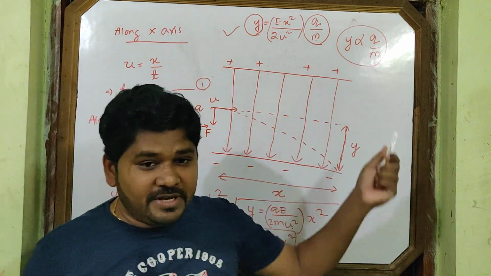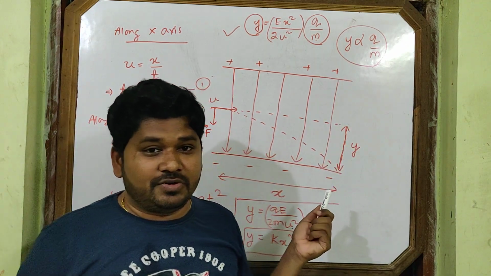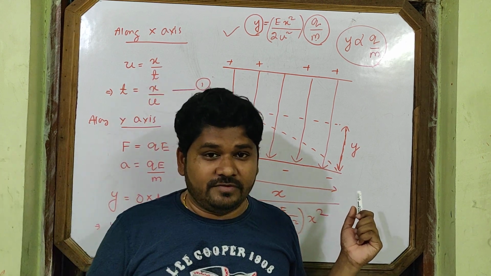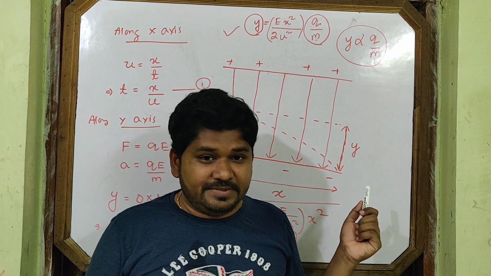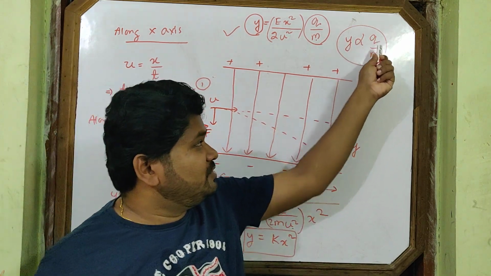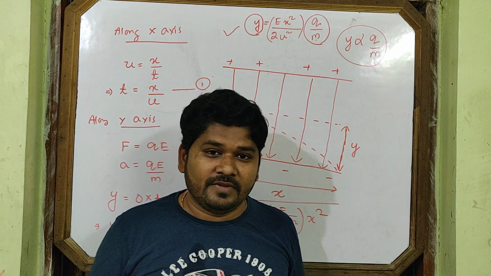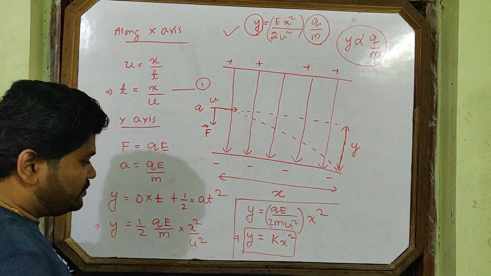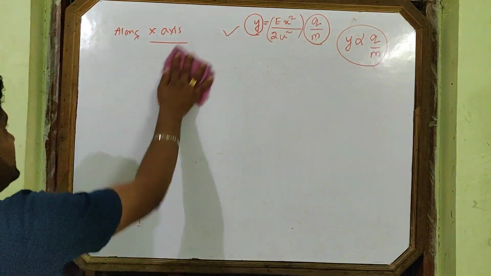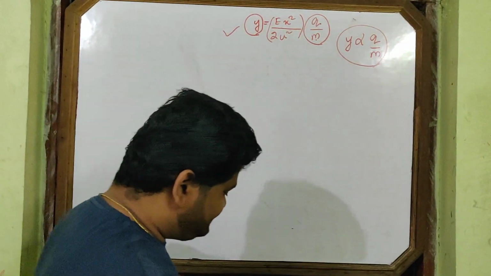Basically, with this concept you can solve your NCERT book exercise question number 1.14. There is a figure. From the figure you can see the more the vertical deflection, the more the q by m ratio. Okay, this is over. Now we will go to the dipole in a uniform electric field.